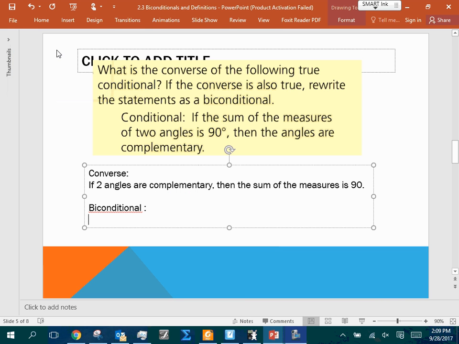So hopefully you guys are getting to find the converse. Simply take this conditional statement, take the if part, take the then part, flip-flop. If two angles are complementary, then the sum of their measures is 90. Would you guys agree that that's a true statement? Yeah. Okay. So the original conditional is true. The converse is true. So now we want to write a biconditional.